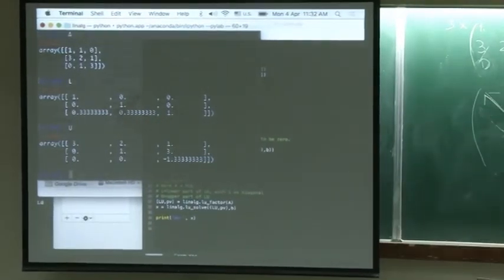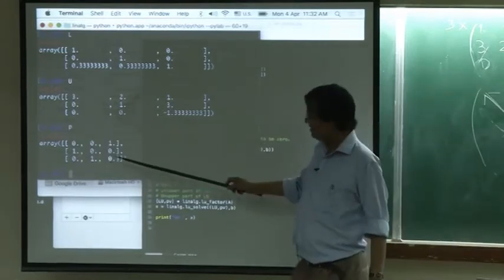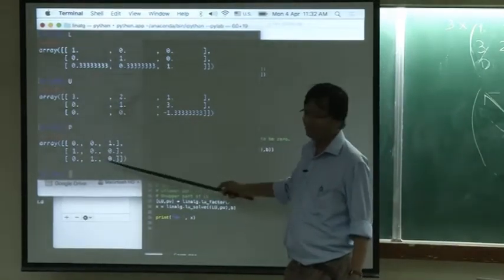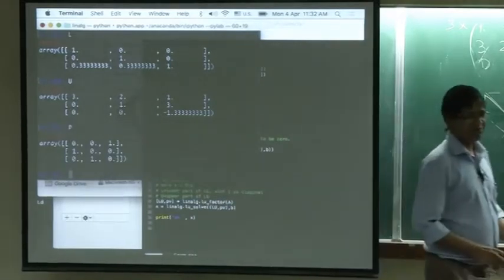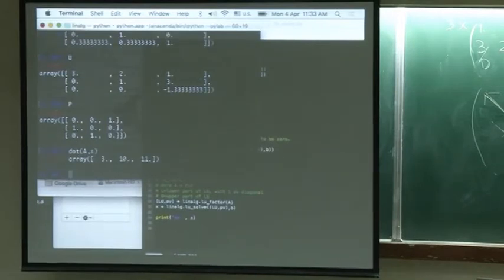P is, the computer has intelligently done pivoting for some benefits. So, P is not diagonal 1 1 1, it is 0 0 1, 1 0 0 and 0 1 0. If I do LU, the matrix multiplication is not star, you use the dot product. So if I just do dot of A and x, that should give you B, that is B: 3, 10, 11. Now, if I do dot of L and U, what should I get?